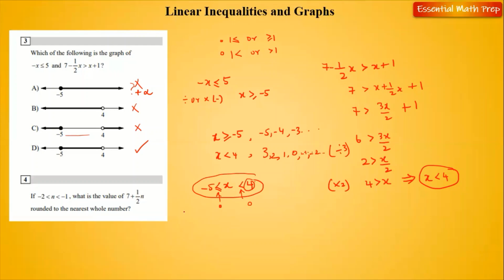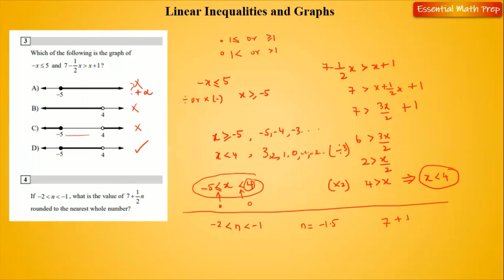All right, so here's how you do problem 4. So you have -2 less than n less than -1. What's the value of 7 plus 1 over n rounded to the nearest whole number? When you have this expression, that means n is less than -1, so n can only have a value of -1.5 at best. Of course, you can have -1.6, -1.4. I'm just picking -1.5 as one of the values, okay?